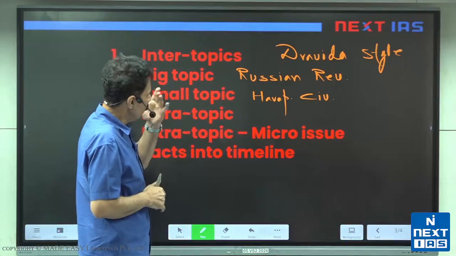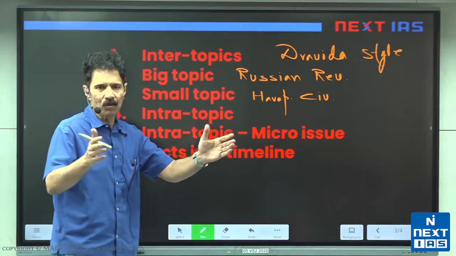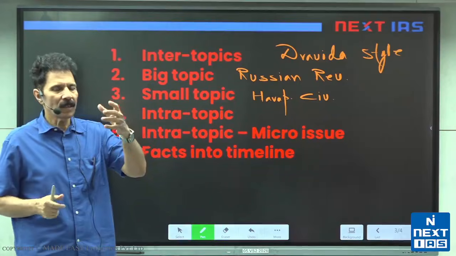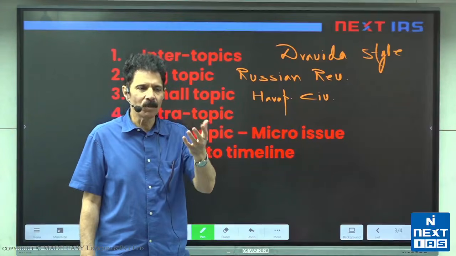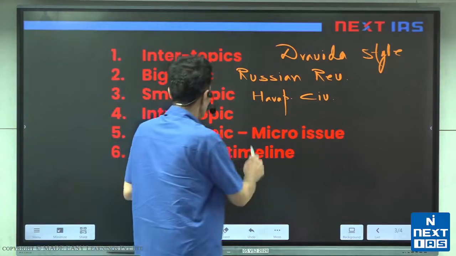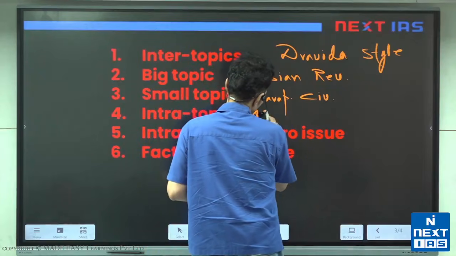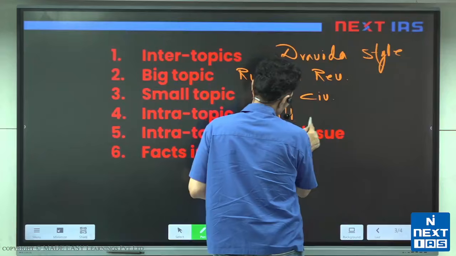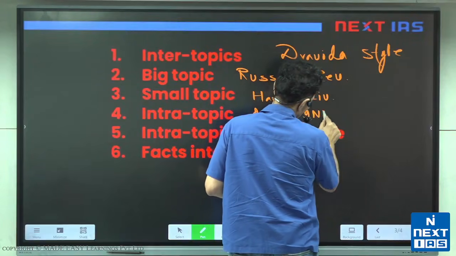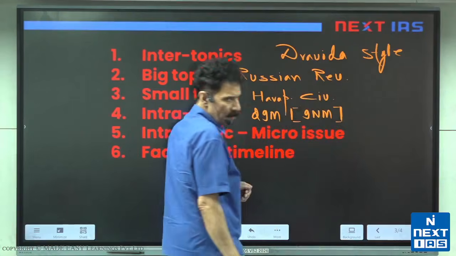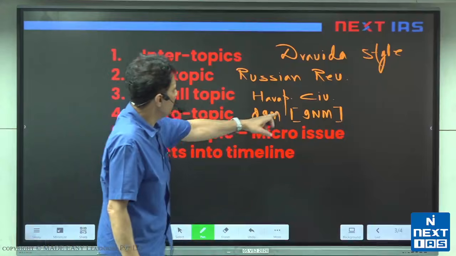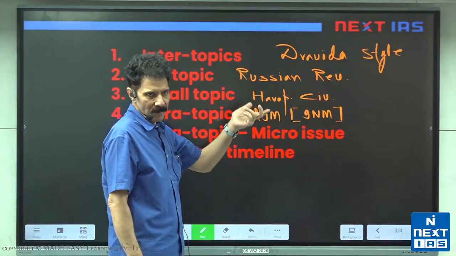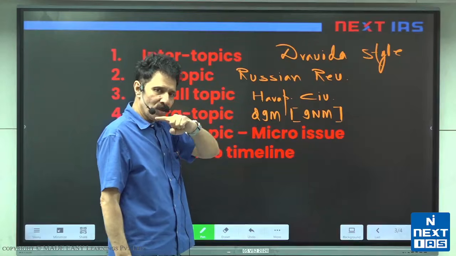Like intra-topic, you take one topic, big one, Indian national movement for example. So Indian national movement is a big topic. And you consider one movement within. Suppose Quit India movement for example. Right? So if we consider Quit India movement, this is one movement under Indian national movement. Indian national movement will come under two, even bigger than Russian Revolution. And again that can be covered through timeline.